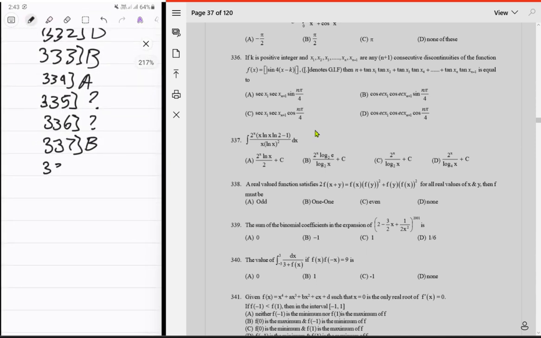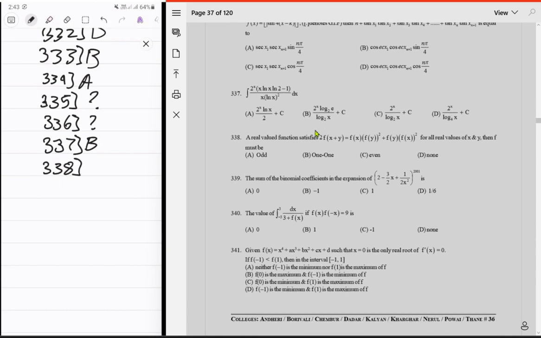Next question, 338, okay, real function satisfies this thing, for all real values of x and y, then f must be a function that's by this: f of x, 2 times of f of x plus y is equal to f of x times f of y plus x. Ooh, that's weird. For all real values of x and y, then f must be.